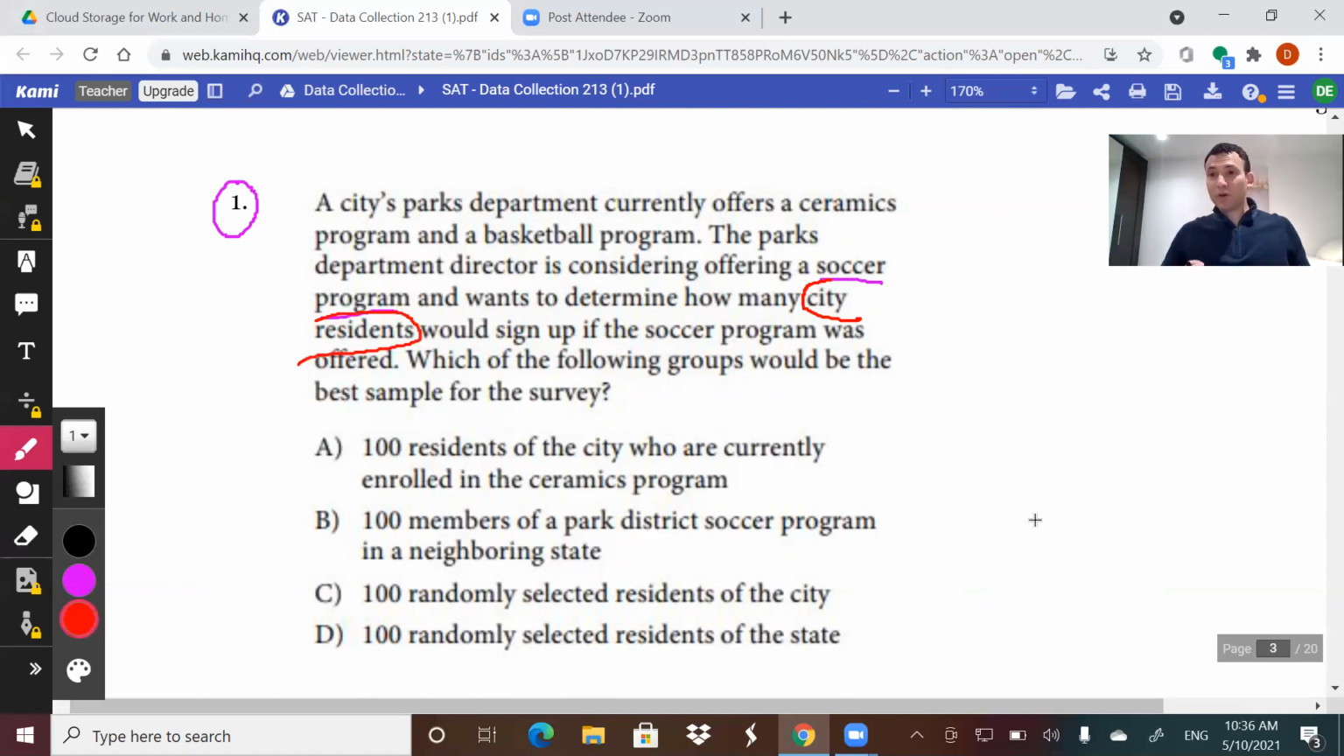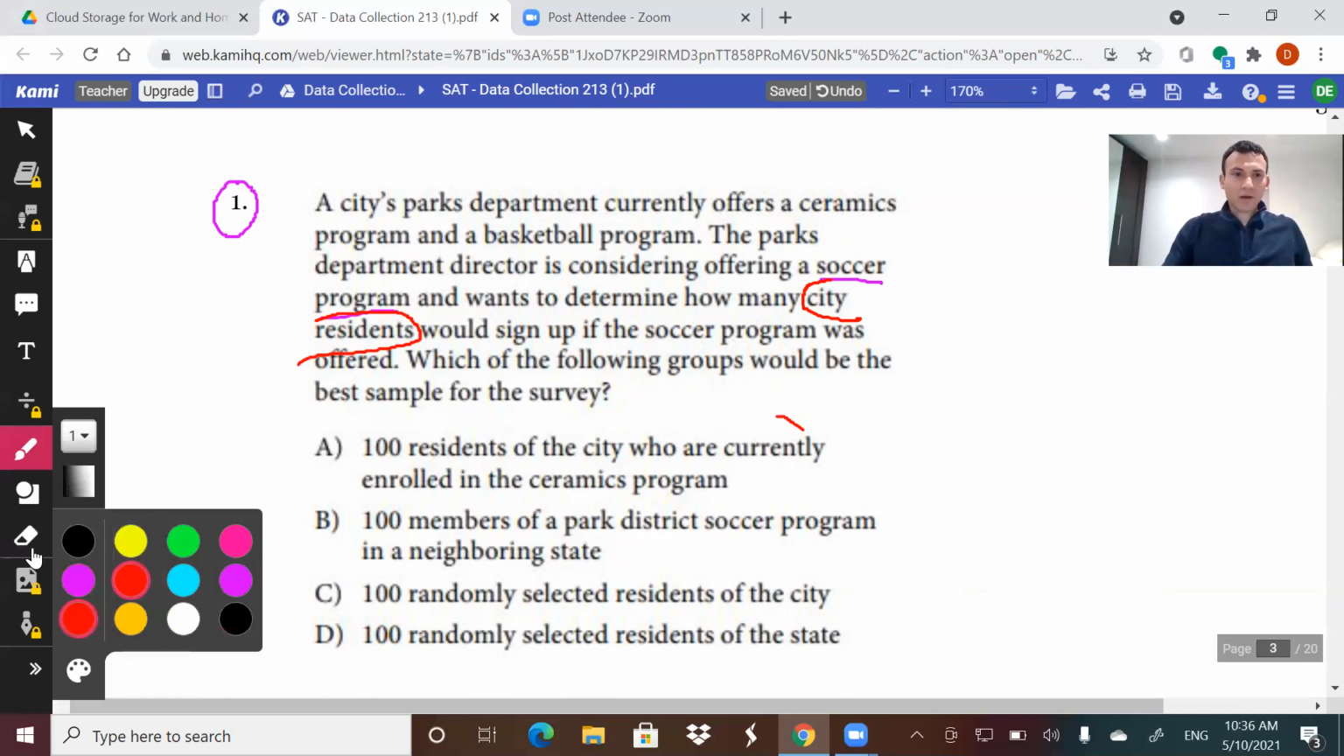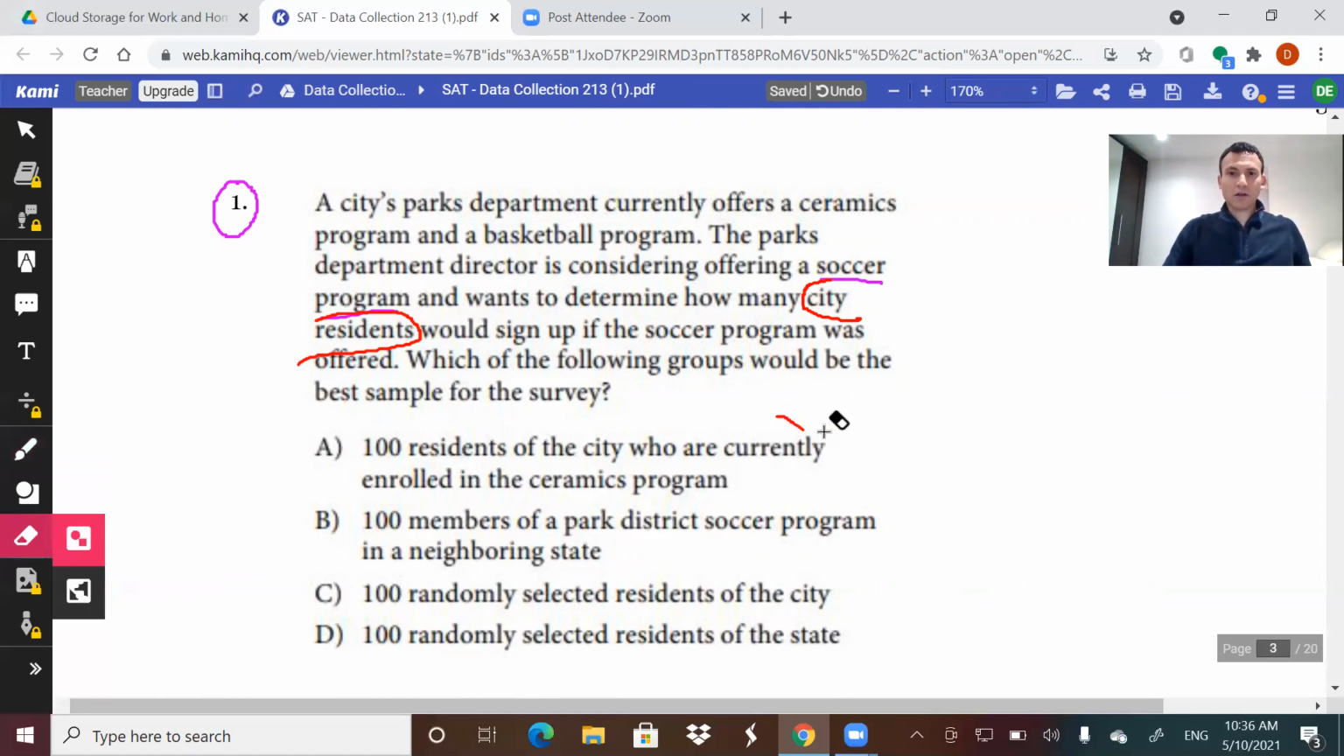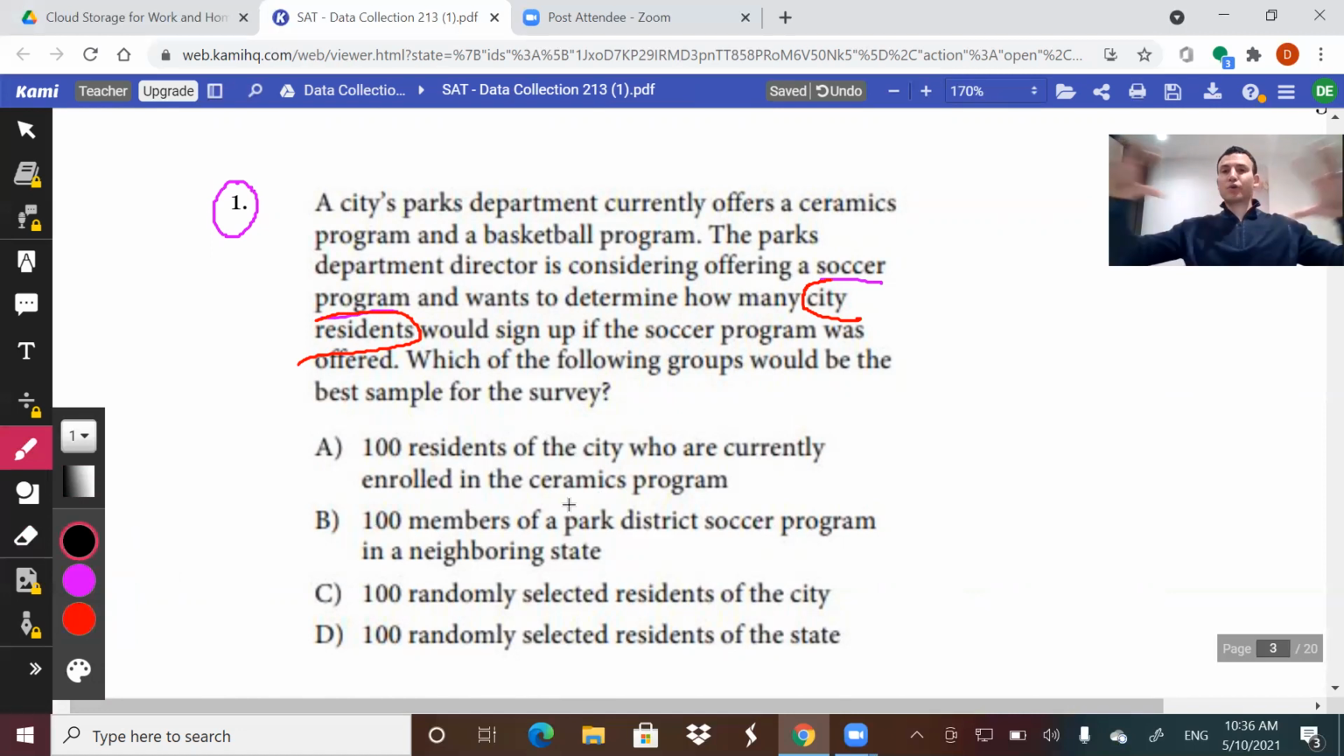So his sample needs to not have bias, and it needs to reflect city residents as a whole. So let's see what we have. 100 residents of the city who are currently enrolled in the ceramics program. Well, if you're currently enrolled in the ceramics program, you may not be into sports. Who knows? But if we're trying to project towards city residents as a whole, we can't just pick people enrolled in one program. 100 members of a park district soccer program in a neighboring state.